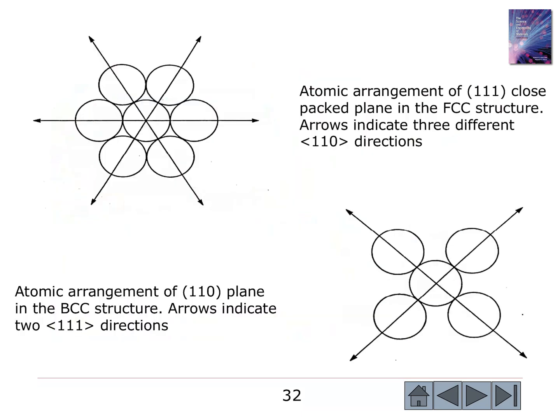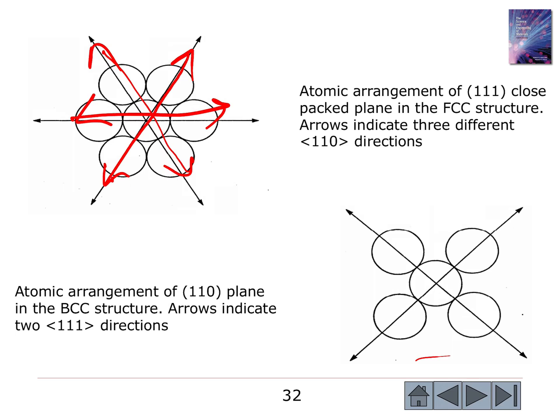So this is the atomic arrangement of the {111} close packed plane in the FCC structure. Arrows indicate three different <110> directions, right? And the figure below is the atomic arrangement of the {110} plane in the BCC structure. Arrows indicate two <111> directions. So if you look at this, the dislocation can move in this direction, it can move in this direction, it can move in this direction. So there are 1, 2, 3, 4, 5, 6 directions.